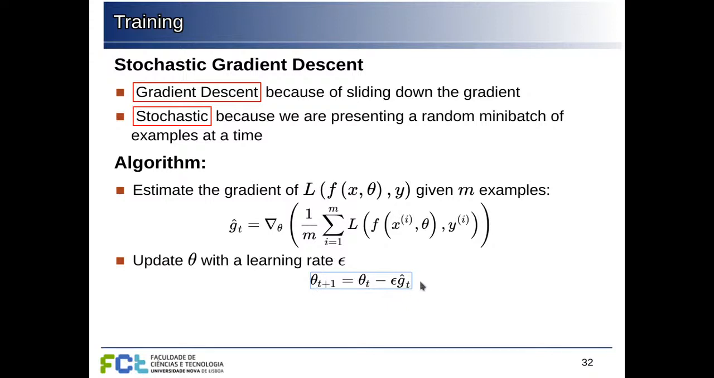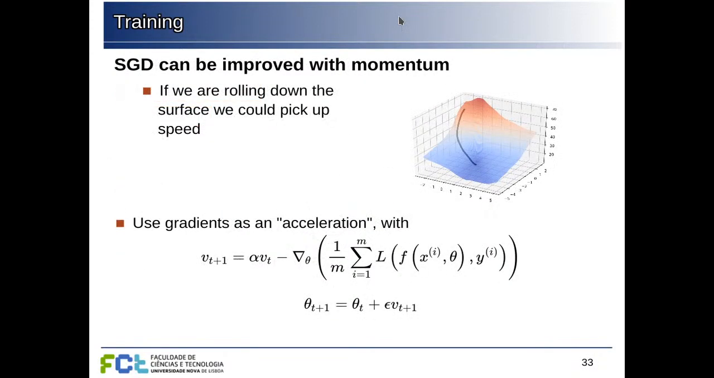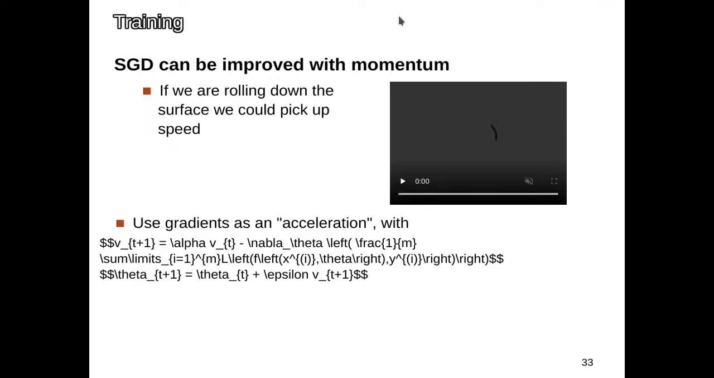So this subtraction is because we want to go down the gradient. If we added this, we would go up the gradient and we would increase the loss function. That's not what we want. So this is basic stochastic gradient descent. It's stochastic because since this is a random sample, we are not actually getting the exact value of the gradient. We are getting an estimate based on that random sample. But this can be improved with momentum.